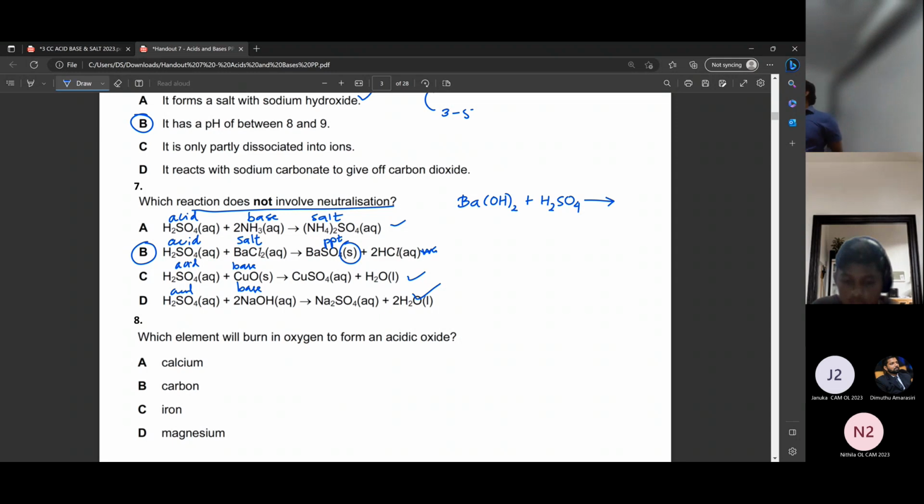Is this neutralization or precipitation? Both. Right? Are you mad or am I mad? I'll show you. So this is both. Why? The reason is barium sulfate is a precipitate. Barium sulfate is a precipitate. Plus, this is a base. This is an acid. Here, water is produced. So, isn't it a neutralization? Neutralization and precipitation.